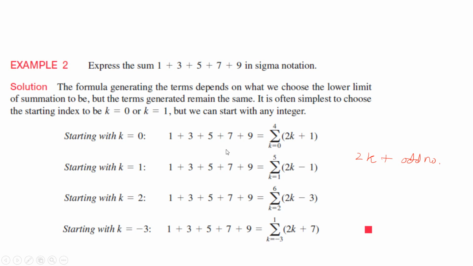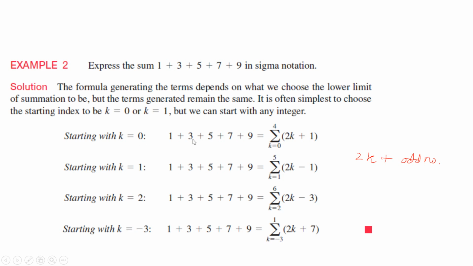So if we start with k, 2k becomes 0. So what is required to make it 1? We'll have to add 1. And when k is equal to 1, we have to add 1 to get 3. And when k is equal to 2, then we'll have 5.